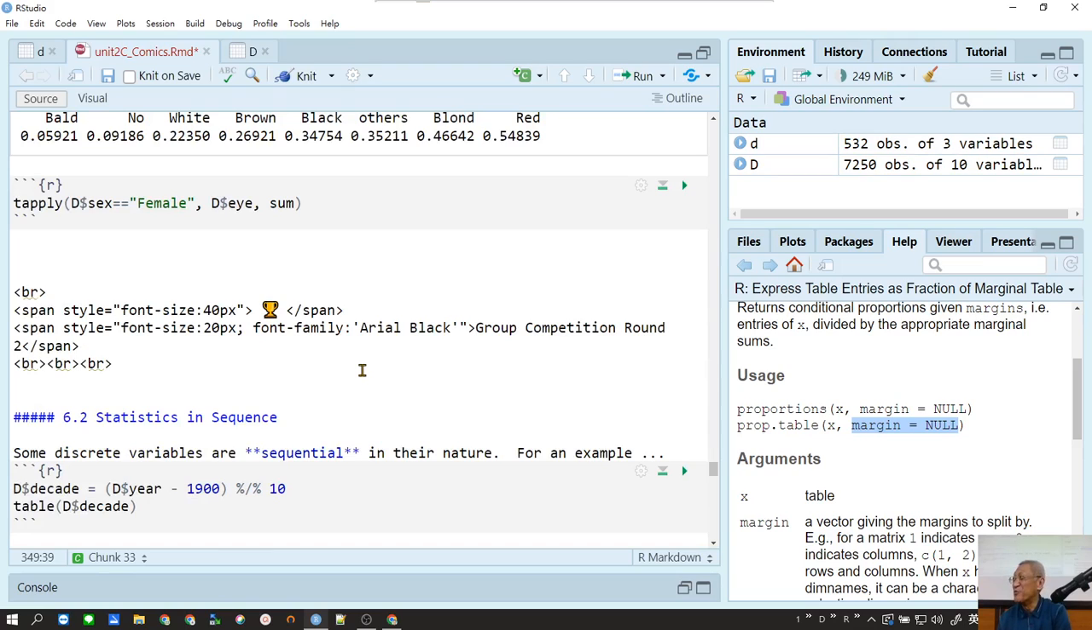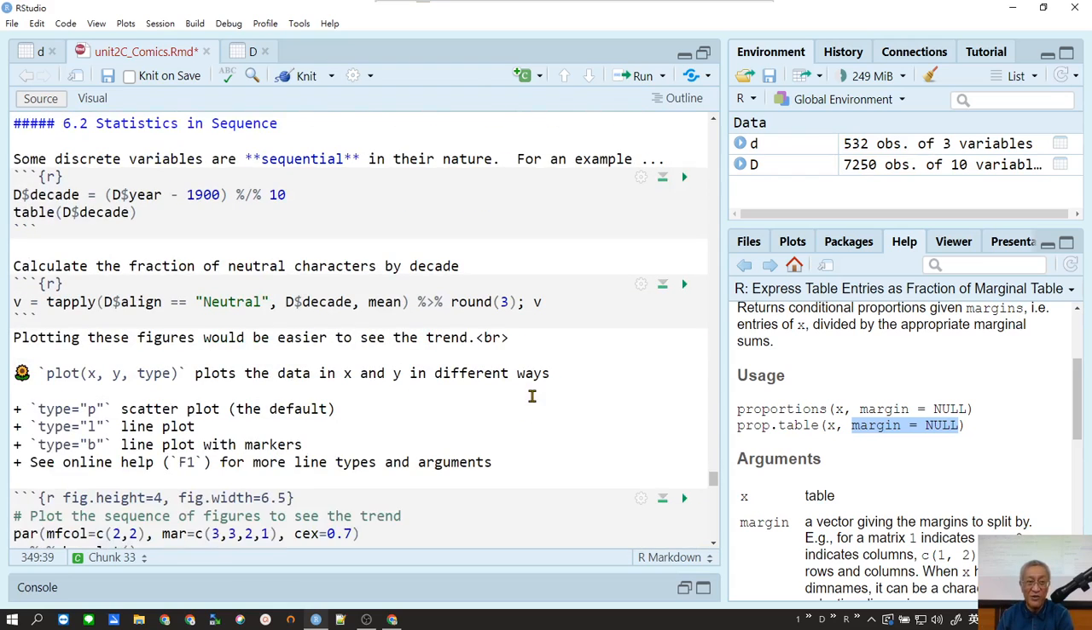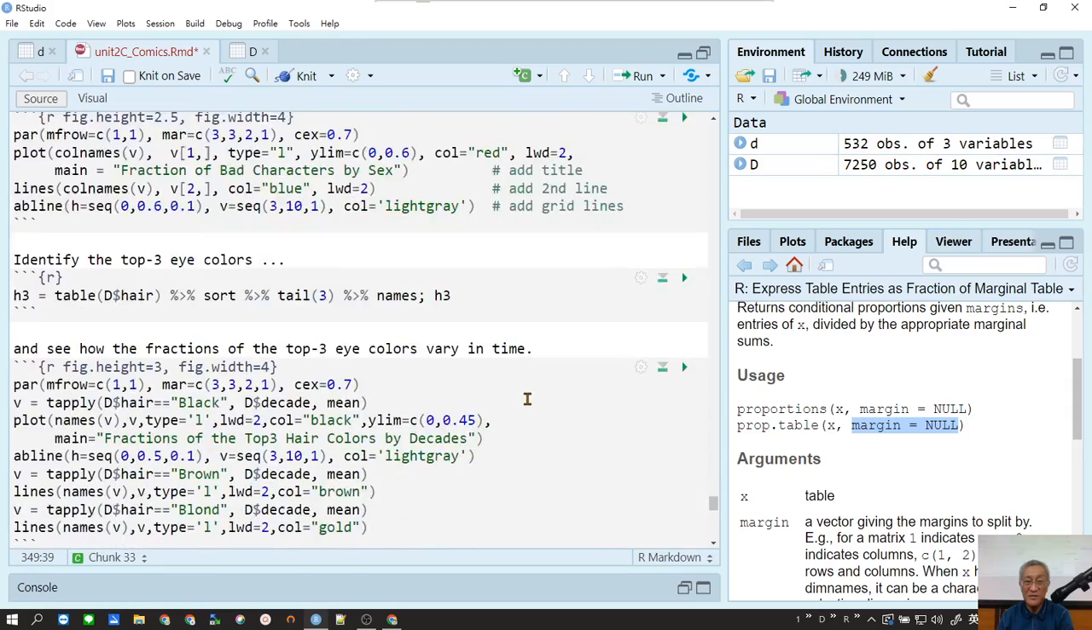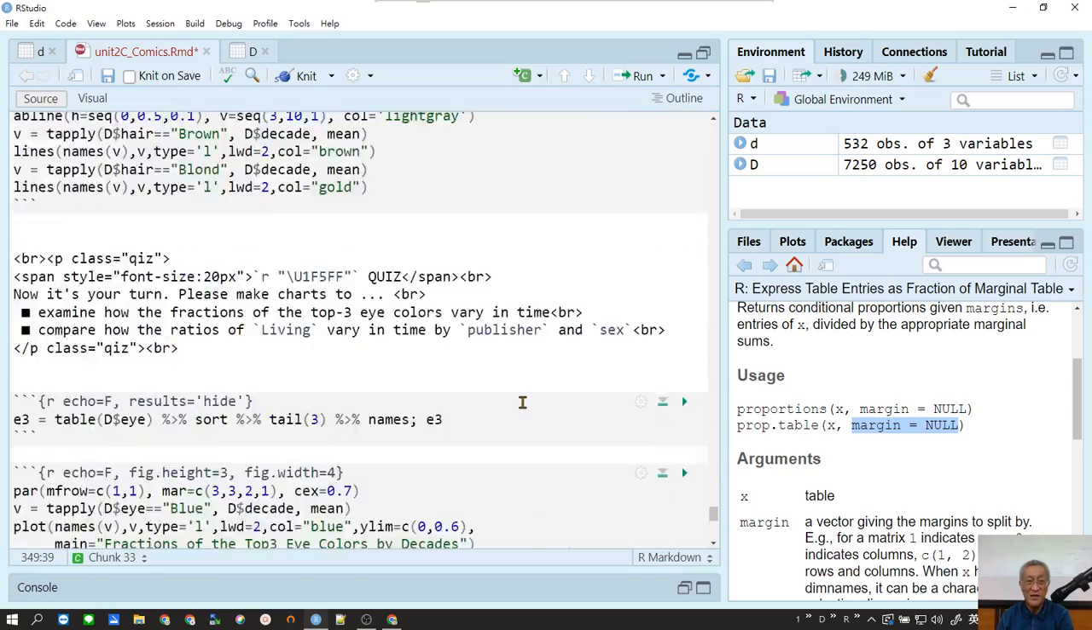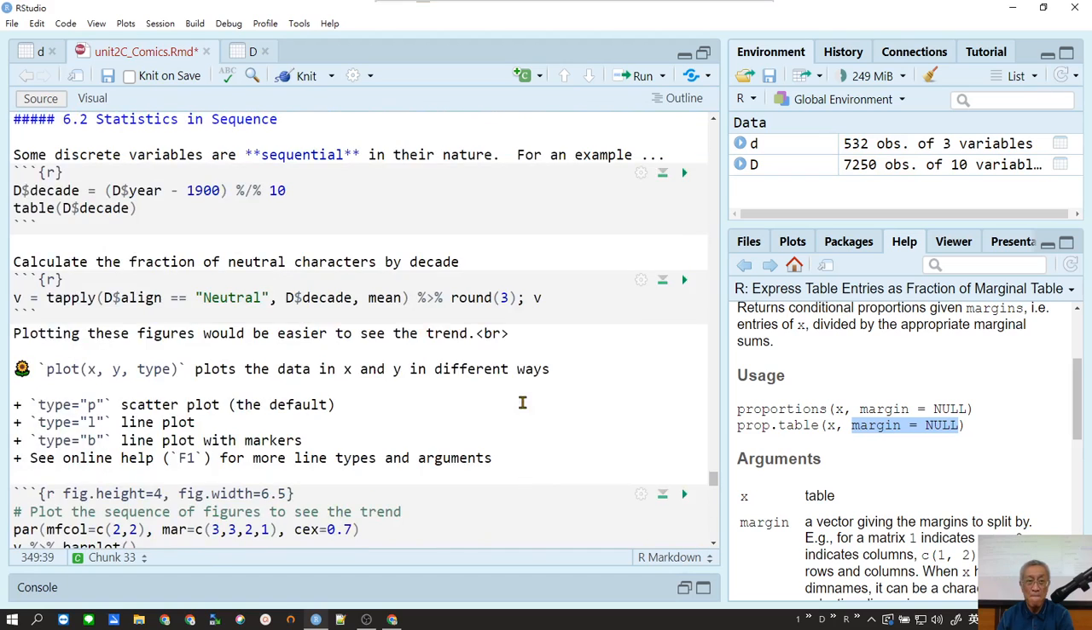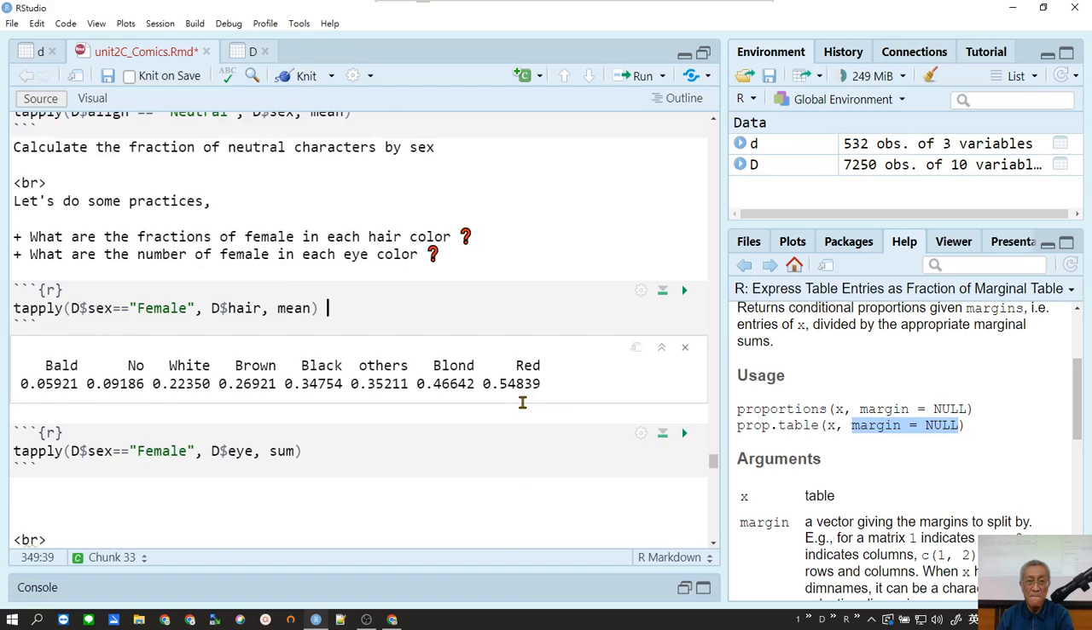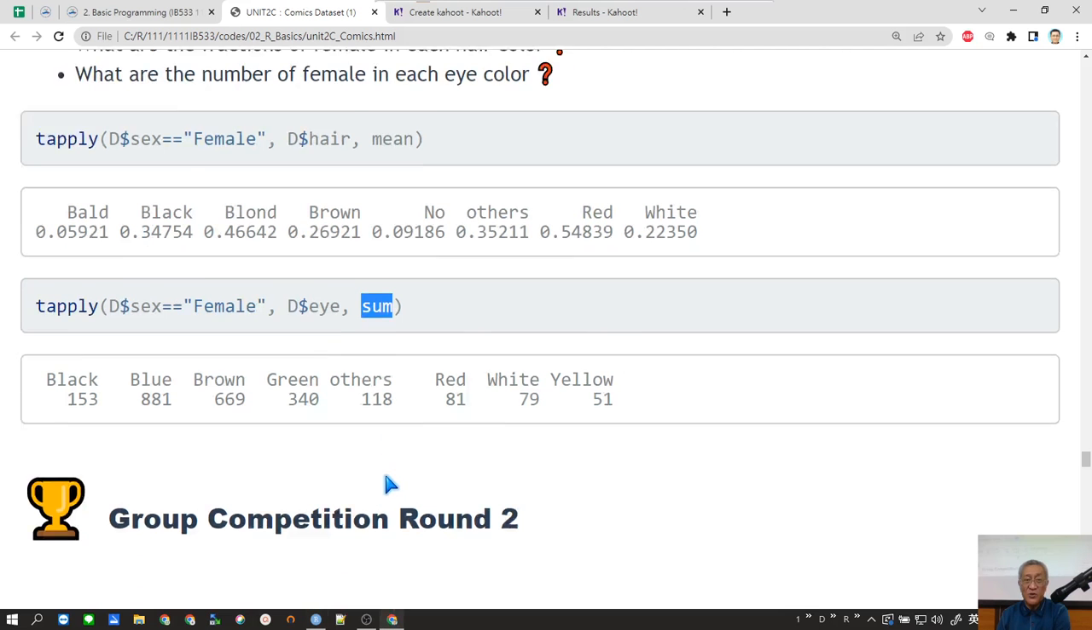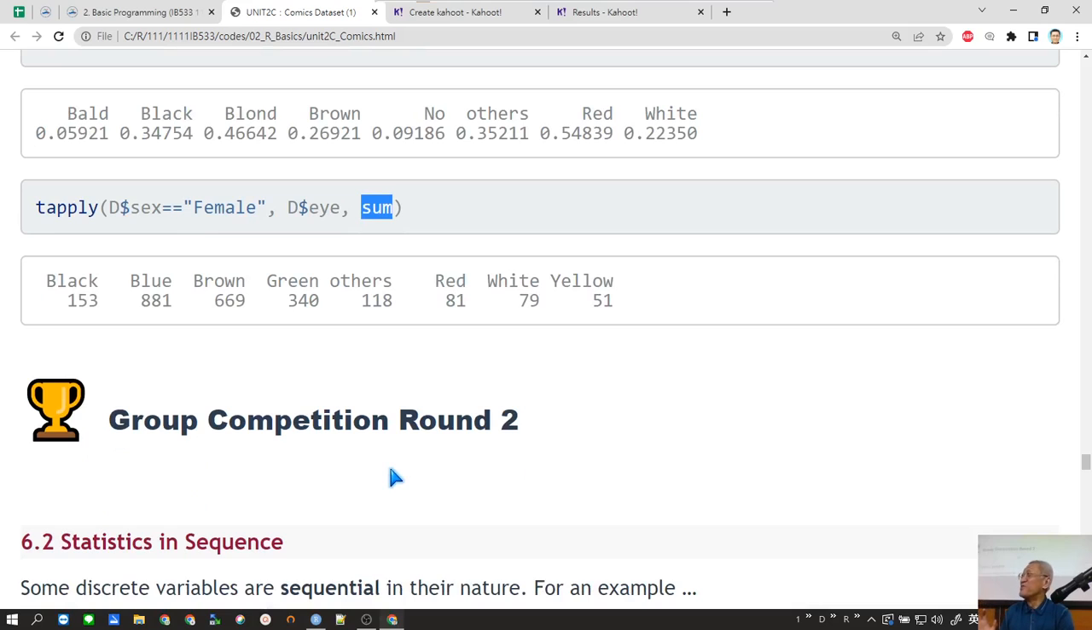Well, we actually have another set of Kahoot, right? But we are running out of time. So what can we do now? Okay, let's do this. Today, let's stop here. So next week we will start with this t-apply group competition, the Kahoot round 2.